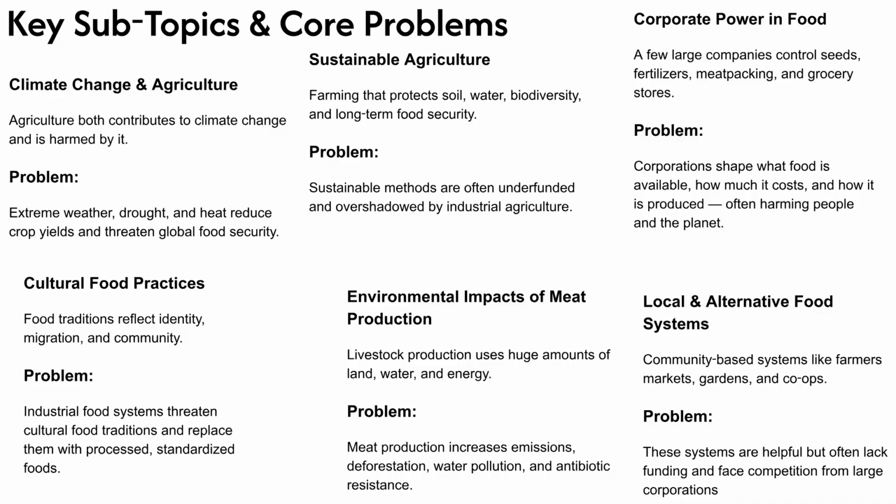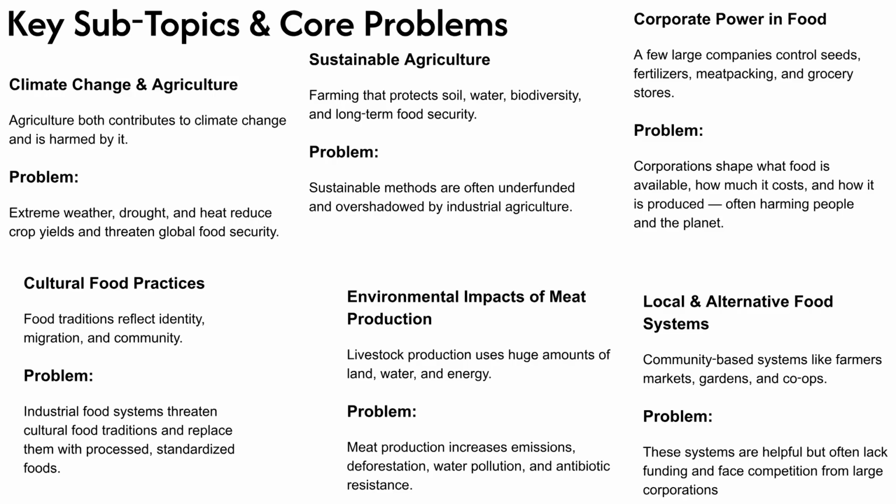Corporate power in food. A few large companies control seeds, fertilizers, meatpacking, and grocery stores. Corporations shape what food is available, how much it costs, and how it is produced, often harming people and the planet. Cultural food practices. Food traditions reflect identity, migration, and community. But industrial food systems threaten cultural food traditions and replace them with processed, standardized foods.